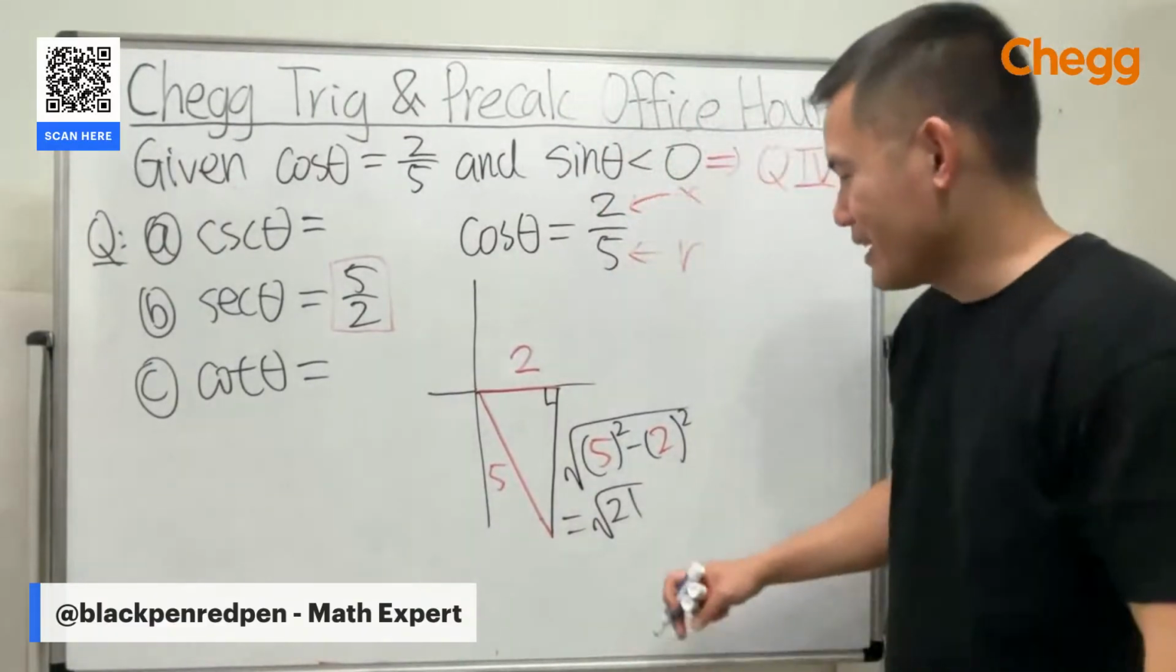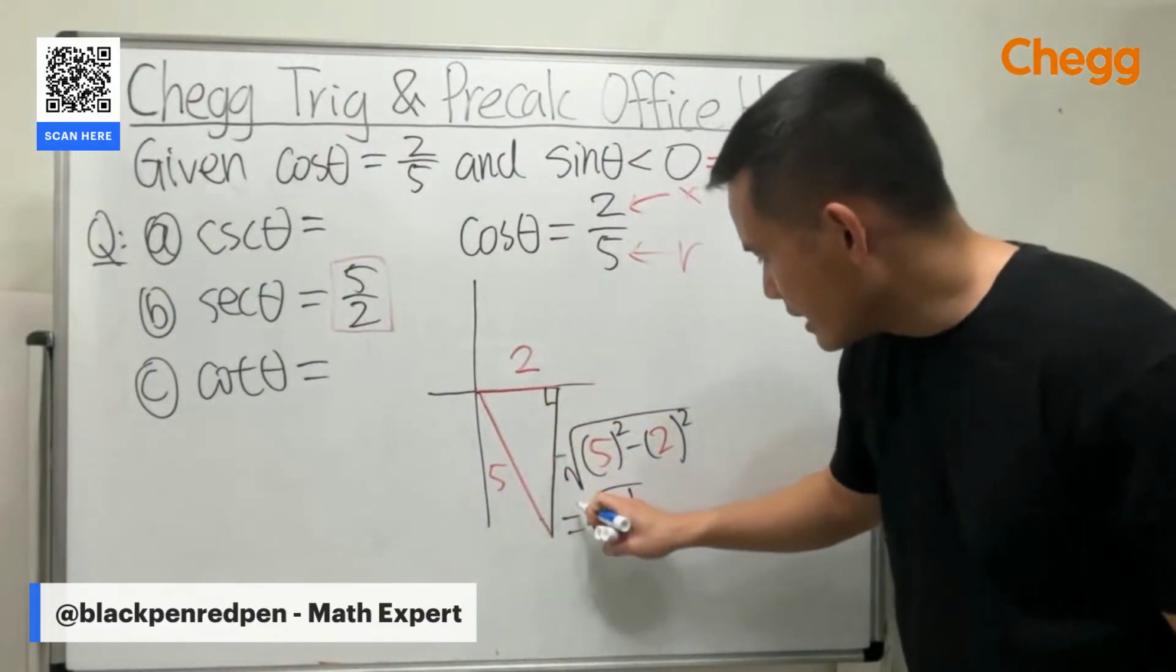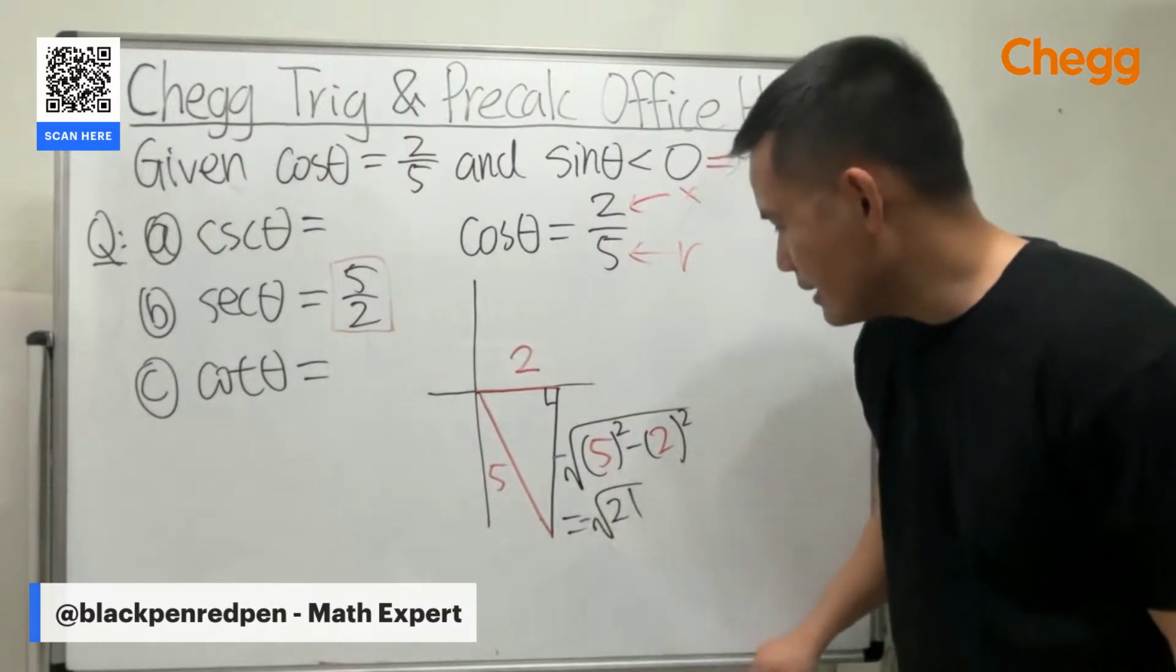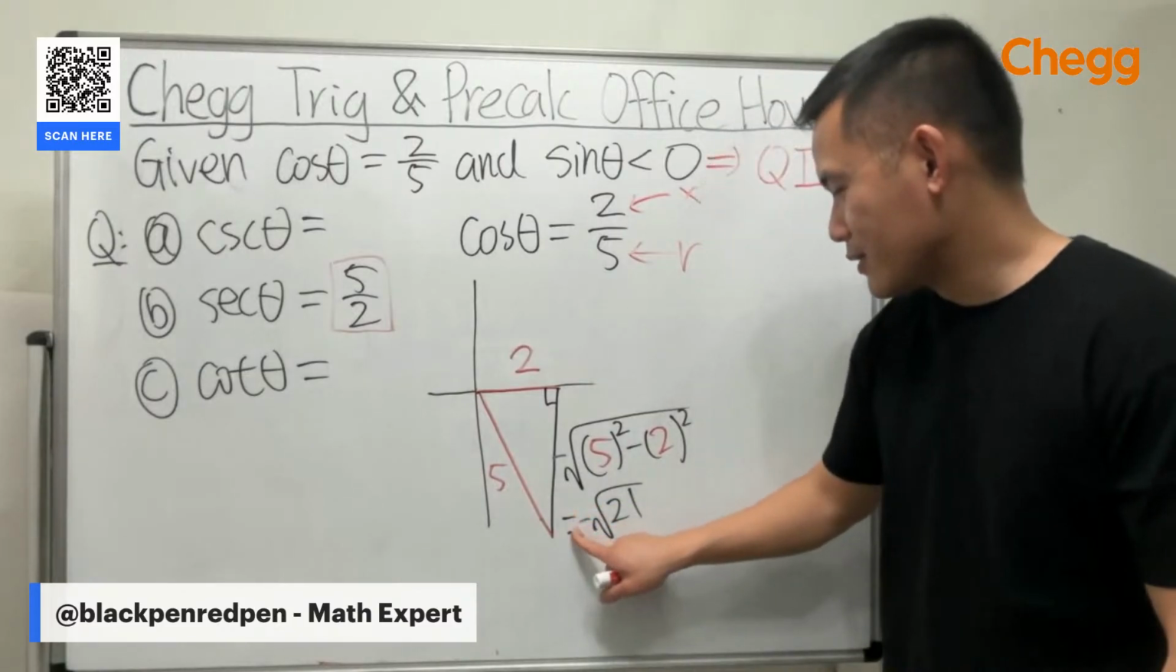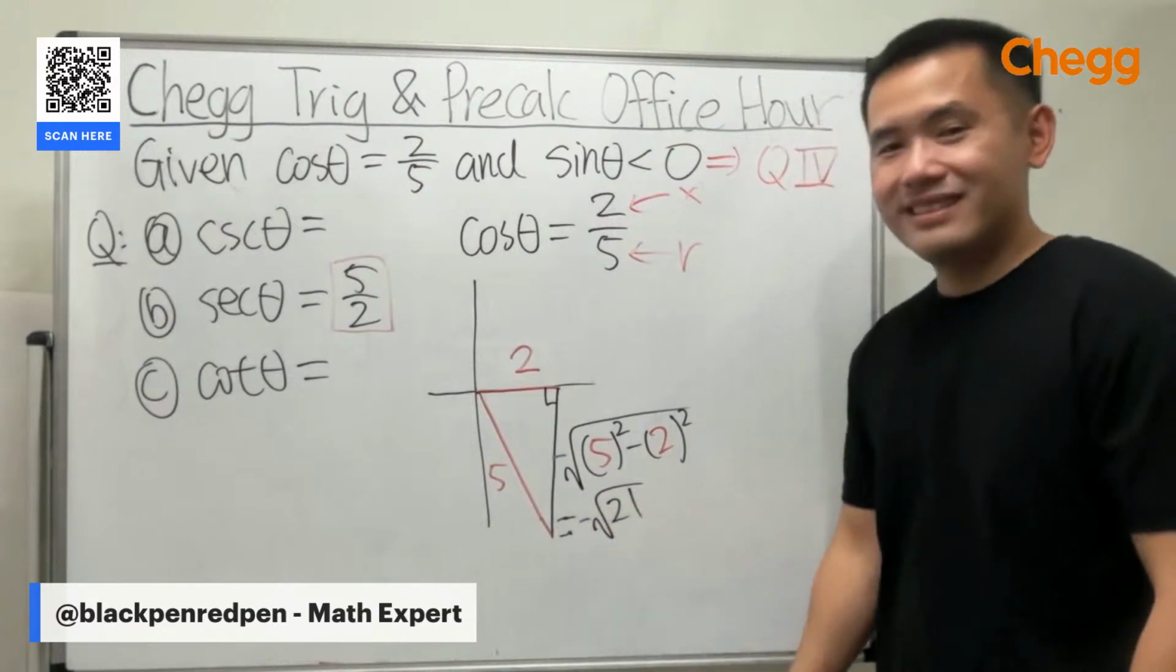It should be correct, because this is down below the x-axis, right? So it should have been a negative right here. Negative, right? It should have been negative. That's why I purposely paused it to make sure you guys are okay with this.